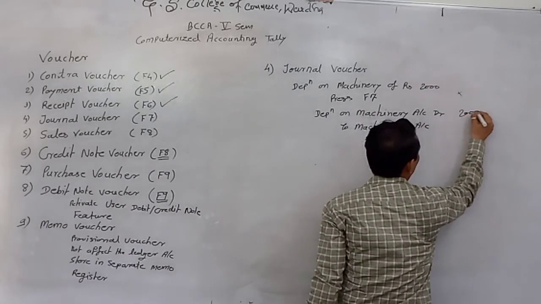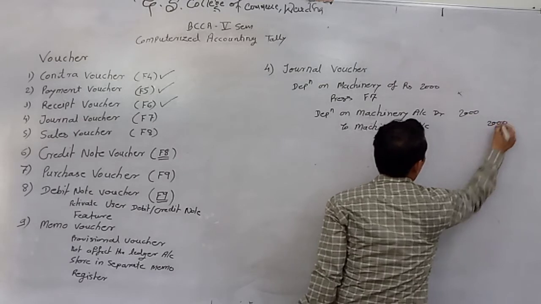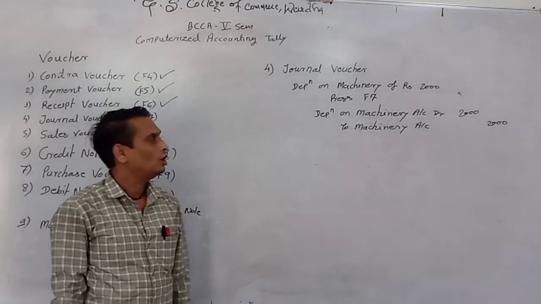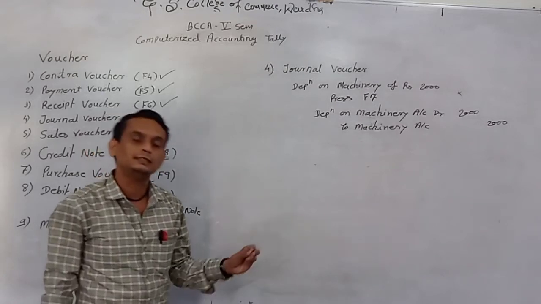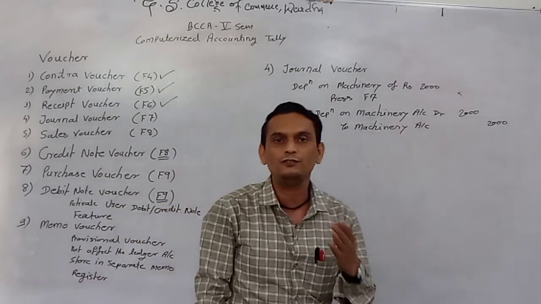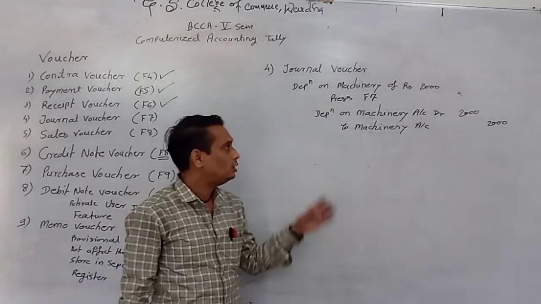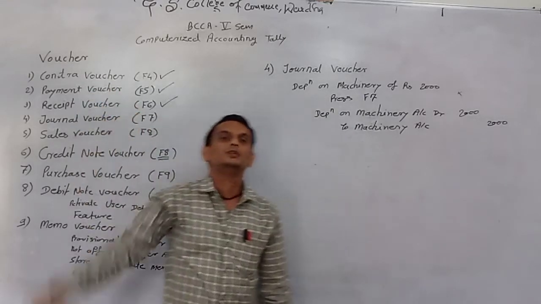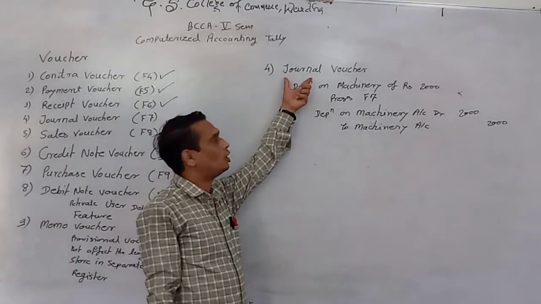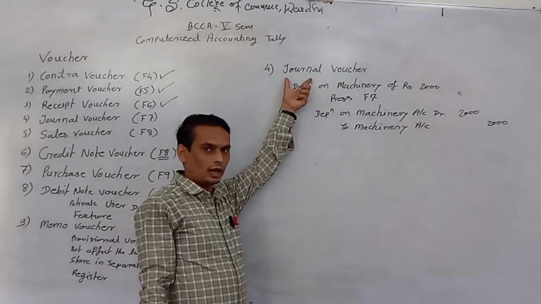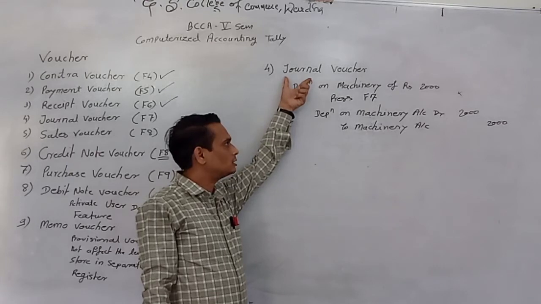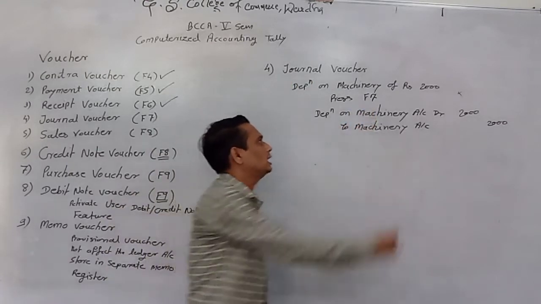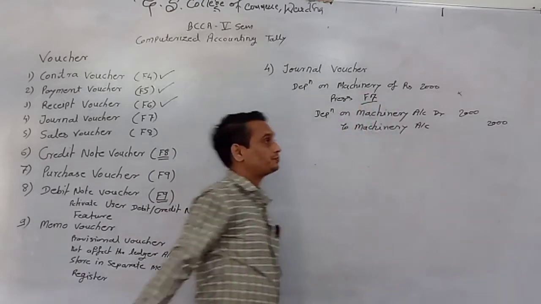Rupees 2000 for debit, 2000 for credit. So the machinery was depreciated by rupees 2000, and this transaction doesn't have an inflow or outflow. Therefore, we cannot make it in contra, payment or receipt. Therefore, we record that transaction in a new voucher called the journal voucher, and the key for the journal voucher is F7.